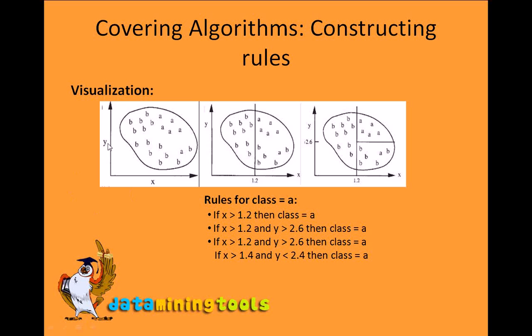For example, if we have two attributes x and y, and we have two classes a and b, what we have here is that we have plotted our classes based on these attributes in this two-dimensional plane. And if we do this division, as you can see, all the classes on the left hand side of this division are only class b. So basically we are trying to get a rule for class b here.